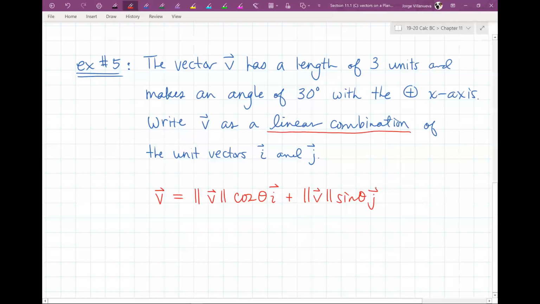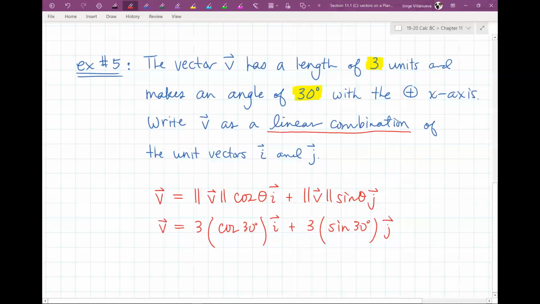Okay, now like I said, this is an easier problem because they're not making us do a lot of work. It's not a word problem where we have to figure out how these things combine together. The magnitude they gave me has a length of 3, and they also told me that I have a 30-degree angle. So that means that this vector is 3 times cosine of 30 degrees i plus 3 times sine of 30 degrees j.